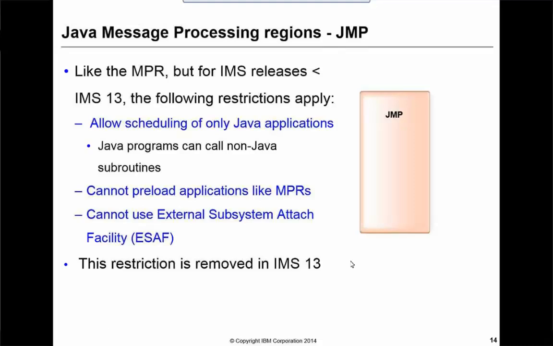What IMS developed and noticed is that there's more and more Java programmers out there than there are, say, COBOL or PL/I or mainframe assembler programmers. And so to support that pool of talent out there, we provided this JMP region where you can now write Java programs, and they can now access IMS databases and process transactions and so on.